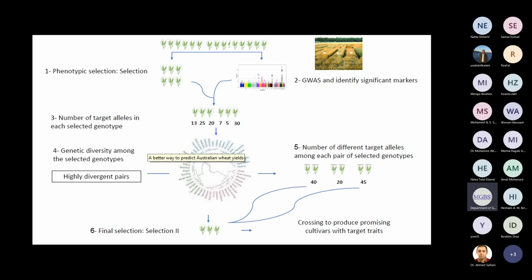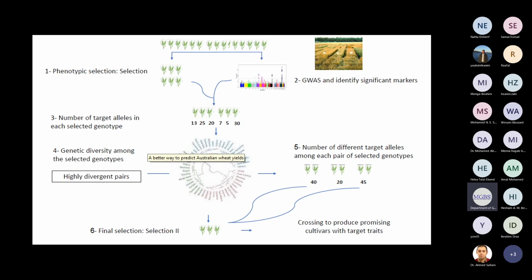Then you go to the genome of each genotype and count how many significant SNPs are in each one. For instance, the first one has 13 significant SNP markers associated with the target trait, and here we have 7 and 5, and here 13. This is the third step: to identify the number of significant markers in each genotype.